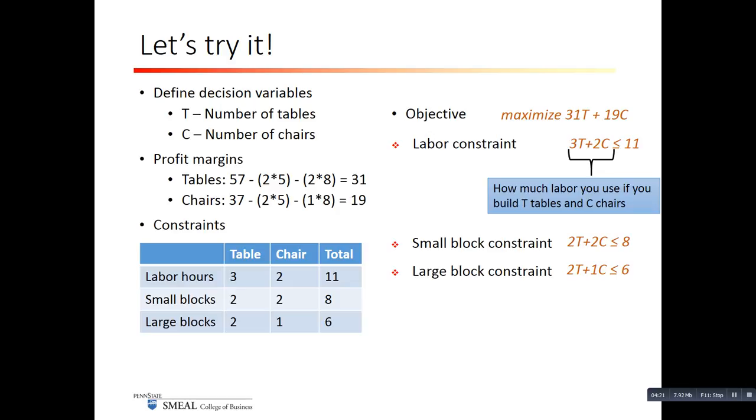Similarly, we can write the constraint for large blocks, and we have this physical constraint, meaning the number of tables and chairs you make has to be non-negative. In this case, we assume T and C to be continuous variables, which is mainly for the purpose of tractability. In the next class, we are going to talk about the constraint of being integer that makes the problem difficult to solve.